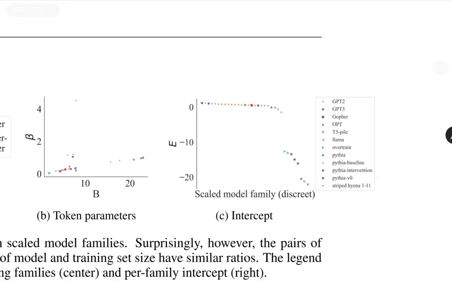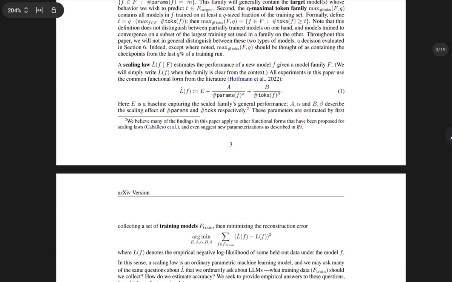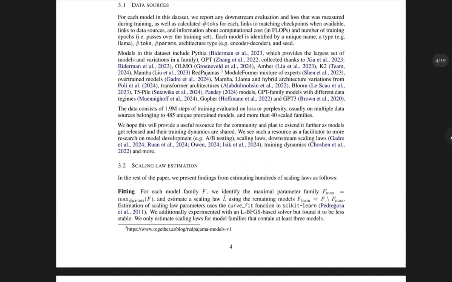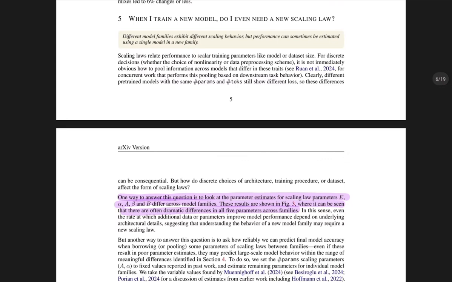we have talked about in the previous one. Because if you see here, what is it? I'll show you guys again. E is the baseline capturing the scale model's general performance, right? So in that case, obviously it is making a difference, right? The ratio remains the same now. They are saying clearly different pre-trained models with the same parameters and tokens still show different loss. So the differences can be consequential, but how do you choose between models? And that is what the answer is.